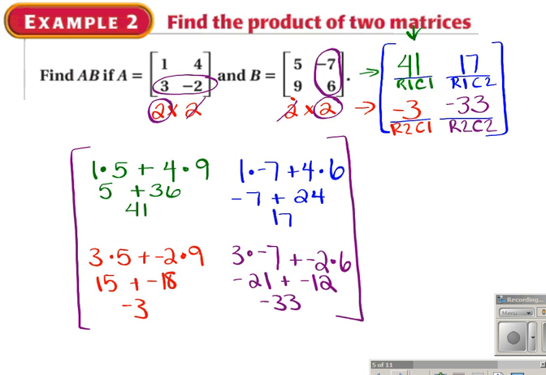So this right here is our final answer. A 2 by 2 matrix, 4 elements, 41, 17, -3, -33.